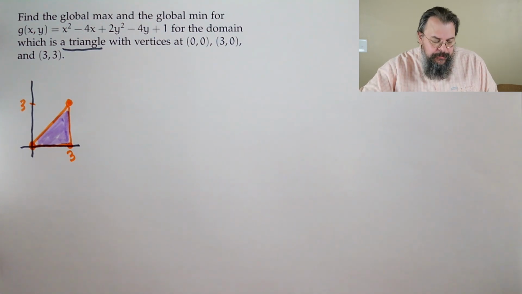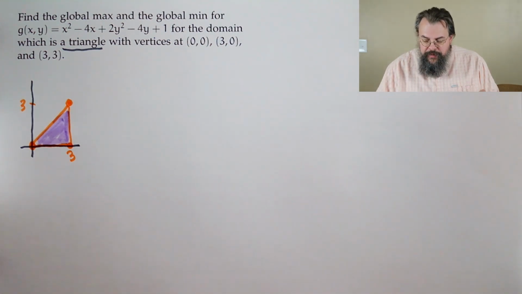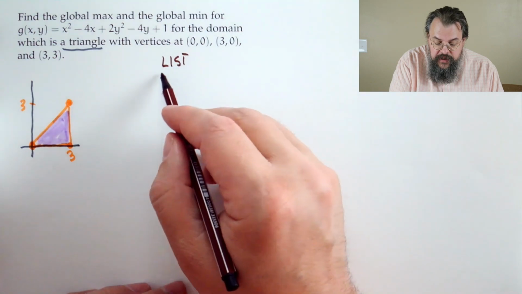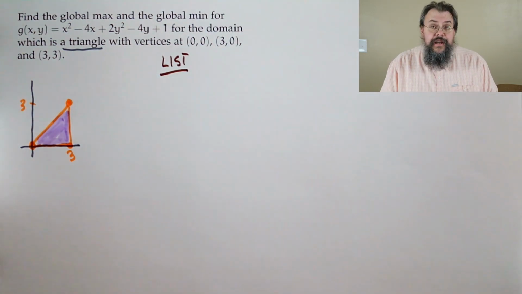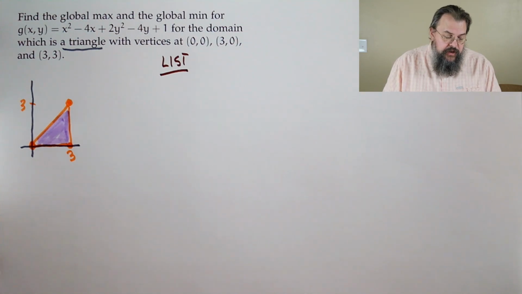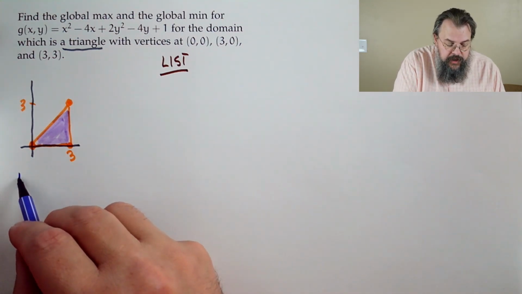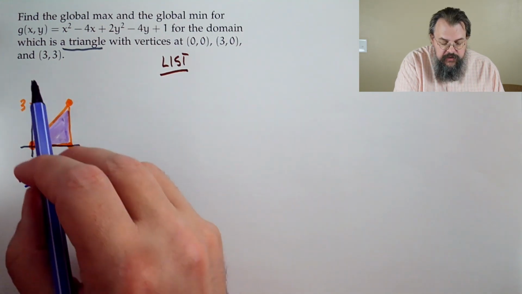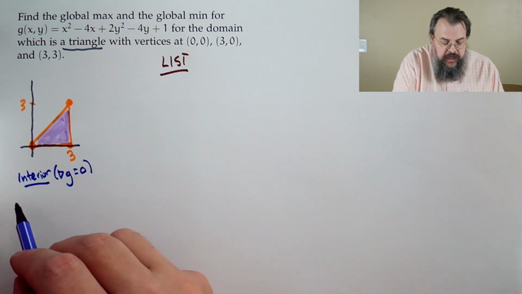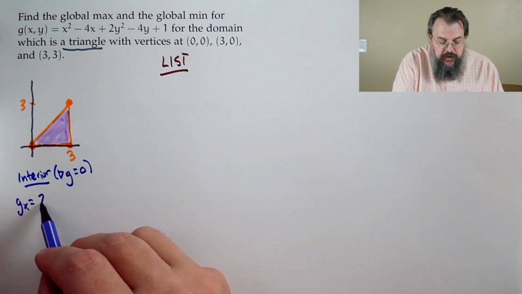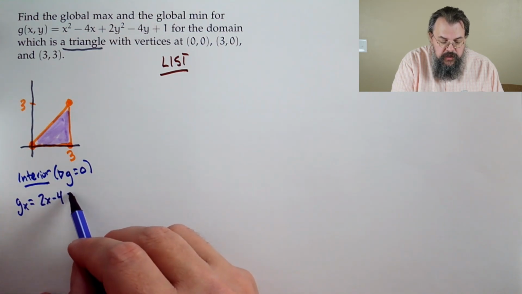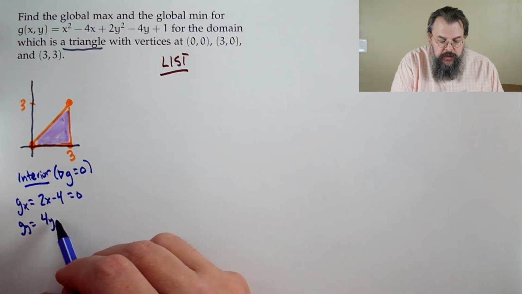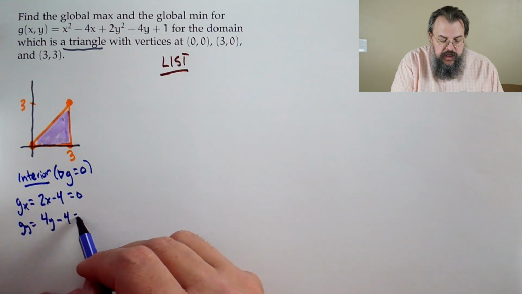All right. Well, let's go through the steps. Well, we know we need to make a list. So here's our list. And let's start with the interior. Okay, so our interior says what? Well, we're going to set the gradient of our function, in this case it's g, equals 0. So we take the partial derivatives, g sub x is 2x minus 4. All right, set that equal to 0. G sub y should be 4y minus 4. Set that equal to 0.